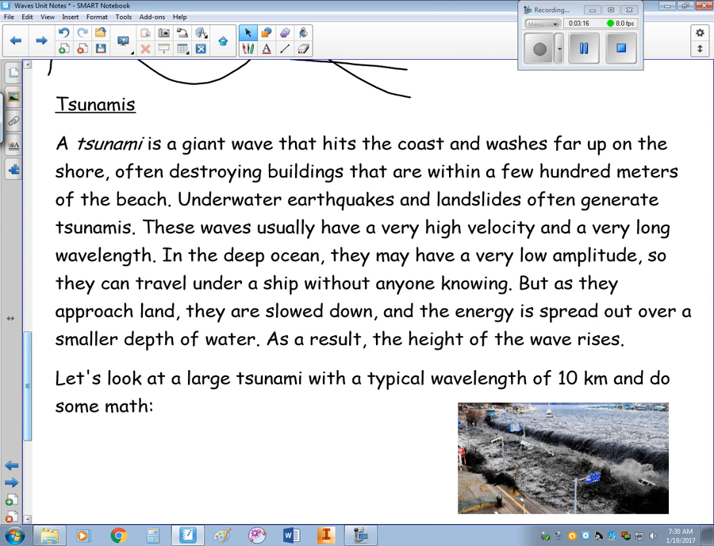Tsunamis. These are fun. So a tsunami is a giant wave that hits the coast and washes very far up onto the shore. Tsunamis often destroy buildings that are within a few hundred meters of the beach. Sometimes what causes them will be underwater earthquakes and underwater landslides.